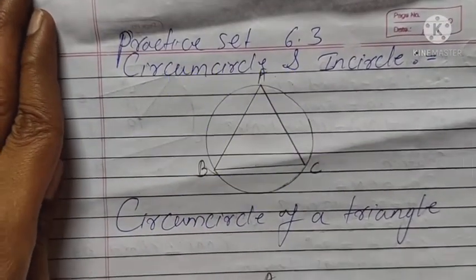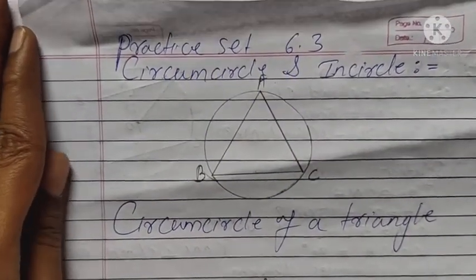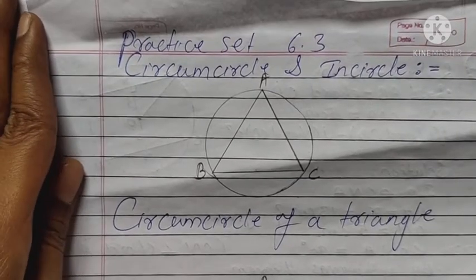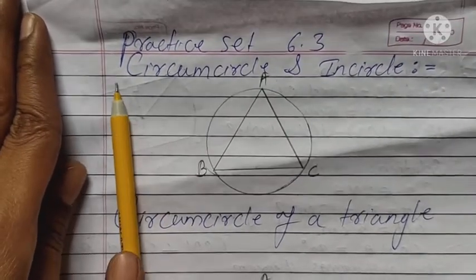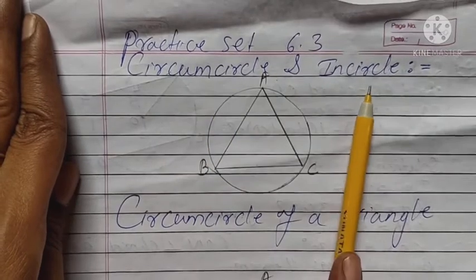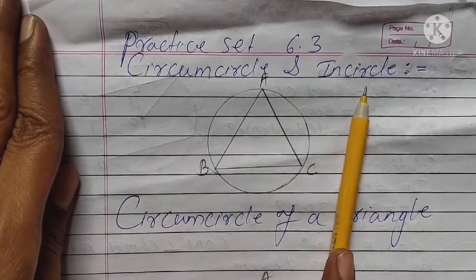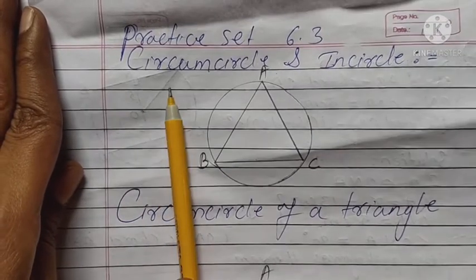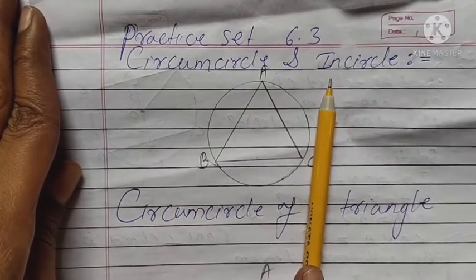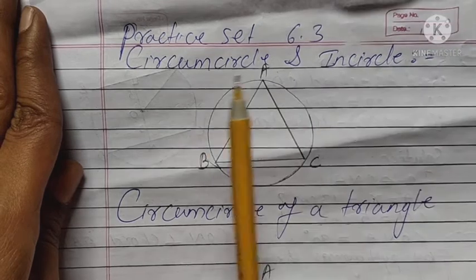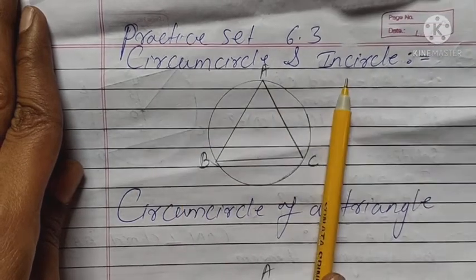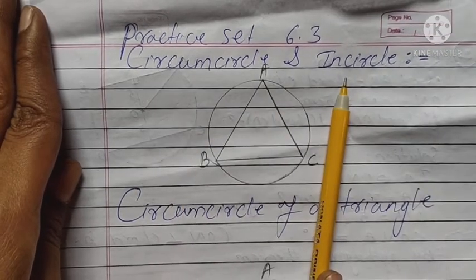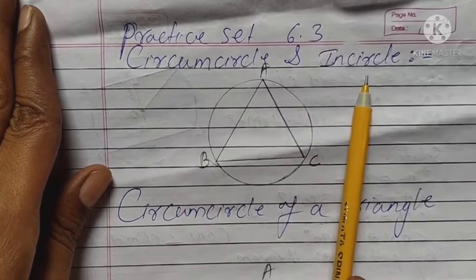Today we are going to start practice set 6.3. Practice set 6.3 is based on the construction of circumcircle and incircle. In this practice set, we have to construct the circumcircle and incircle of a triangle. The question is, what is a circumcircle and an incircle?